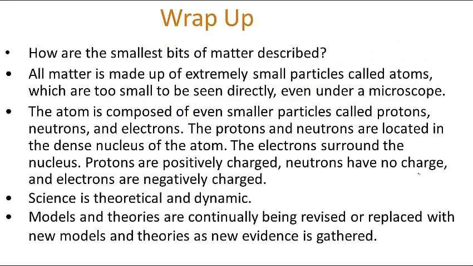Okay, so for today, the question we studied was, how are the smallest bits of matter described? And we learned that all matter is made up of extremely small particles called atoms, too small to be seen even under a microscope. The atom is composed of even smaller particles called protons, neutrons, and electrons. Those are actually further broken down into things called quarks, but we're not going to be studying quarks. The protons and neutrons are in the nucleus. The electrons surround the nucleus. Protons have positive charge, and neutrons are neutral.